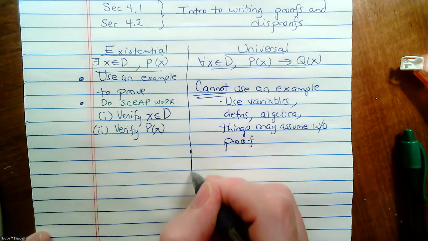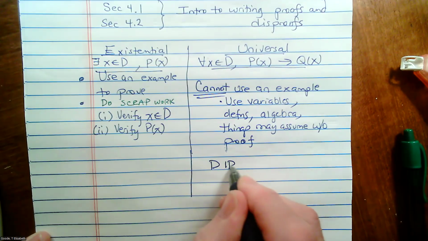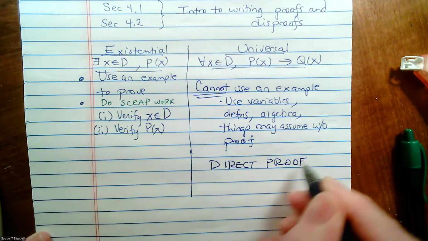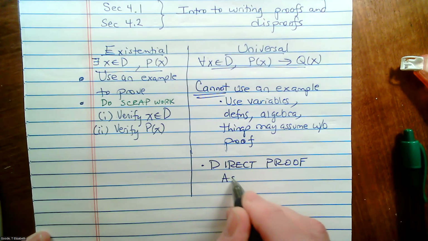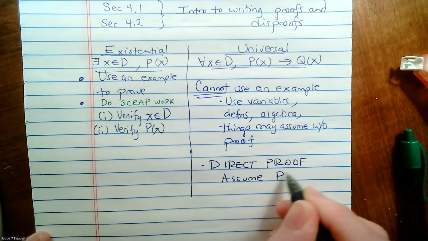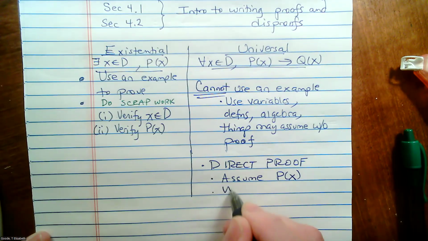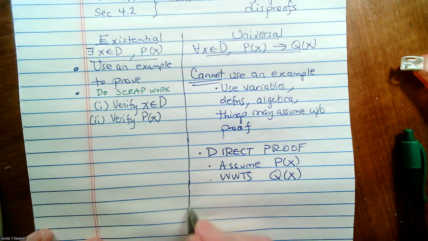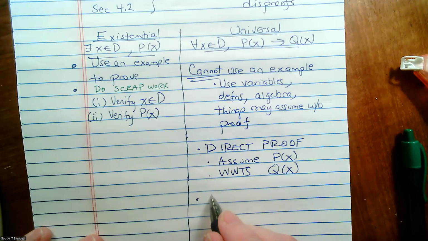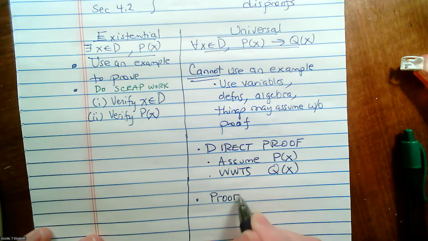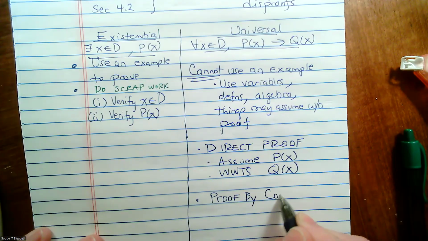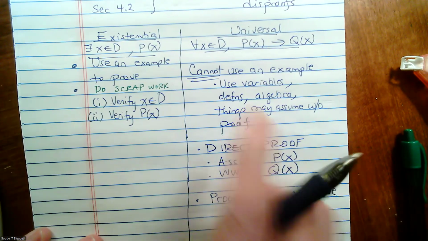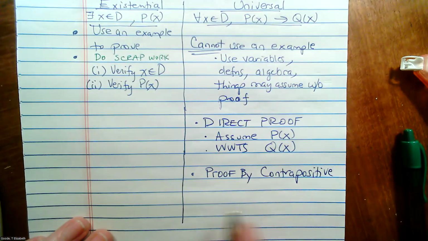But we had three proof methods: direct proof method, where we assume the hypothesis P of X, and then we wish to show that the result Q of X follows, right? Or we also had proof by contrapositive, where we're basically proving the contrapositive of if P then Q.